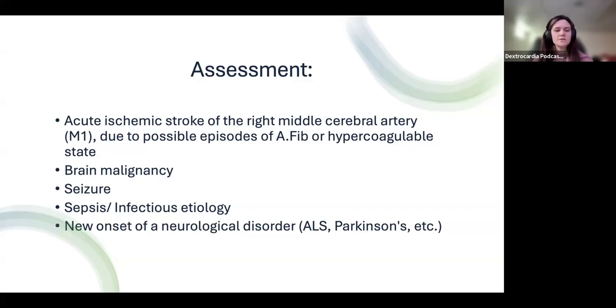He was also having tremors when he came into the hospital that he wasn't having at home, so they added a seizure to the differential. It's fair to add sepsis or an infectious etiology also contributing to it, and then very low on the differential was a new onset neurological disorder, but just something to keep in the back of your mind as well.